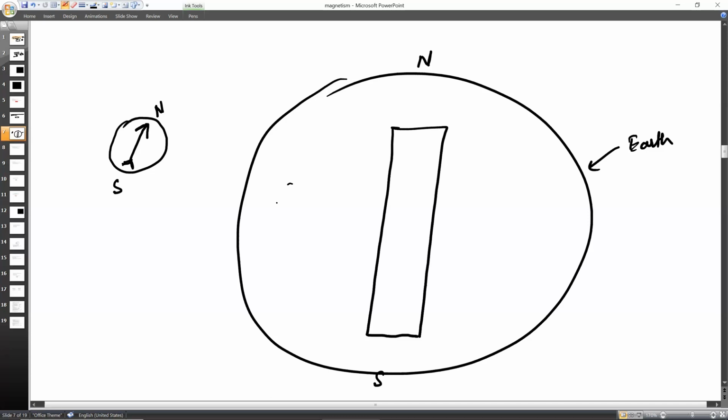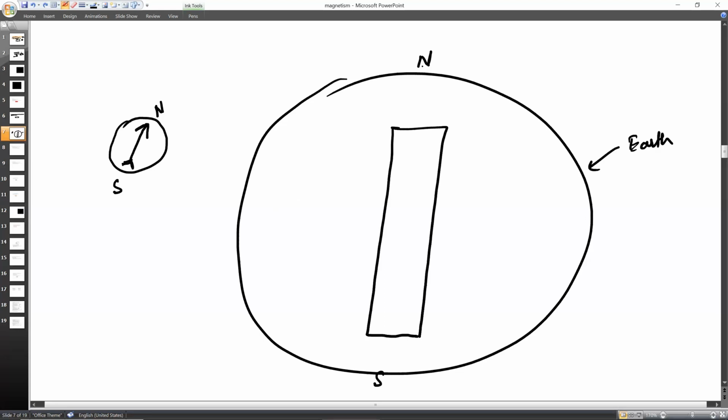If I keep it here, it will point like this. If I keep it here, it will point like this. If I keep it here, it will point like this. So it always points towards a particular direction, north and south.